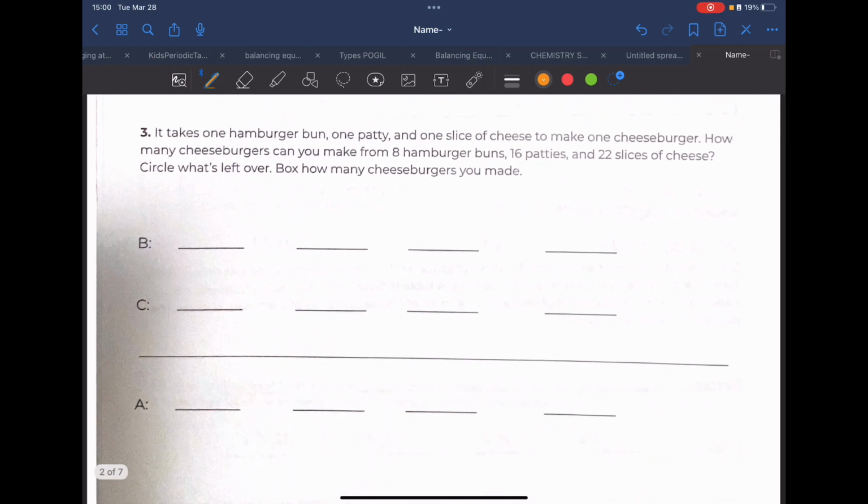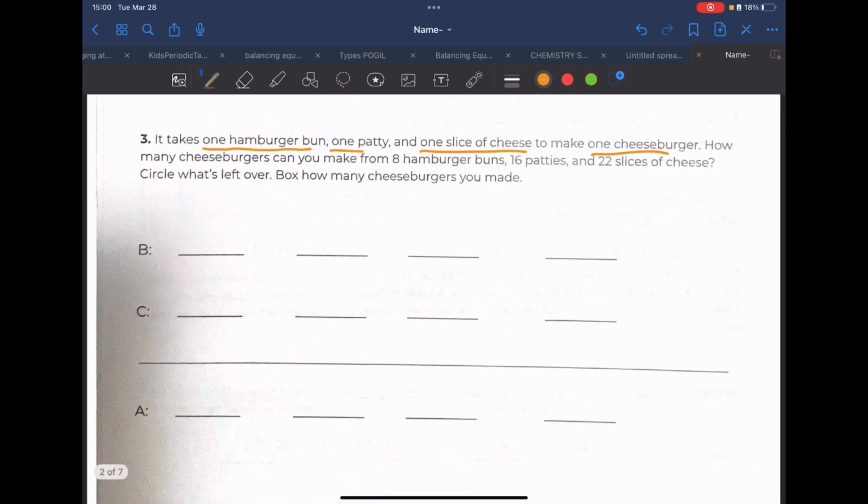Number 3, again, give this one a shot first. Pause the video now. And here we go. So I'm going to take my recipe, and then 1 hamburger bun, 1 patty, 1 slice of cheese makes 1 cheeseburger. So I'm going to write 1 hamburger bun plus 1 patty plus 1 slice of cheese yields 1 cheeseburger. Just like that.